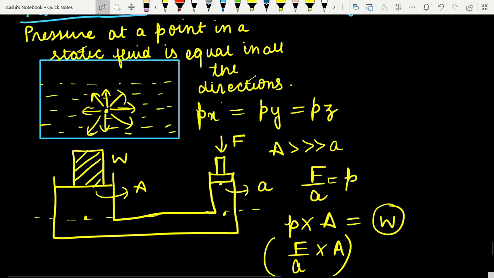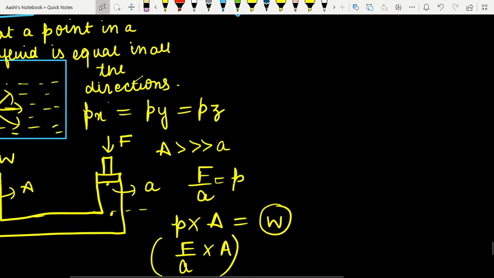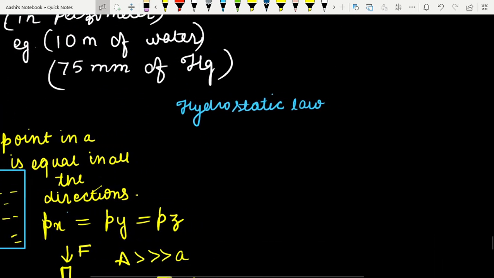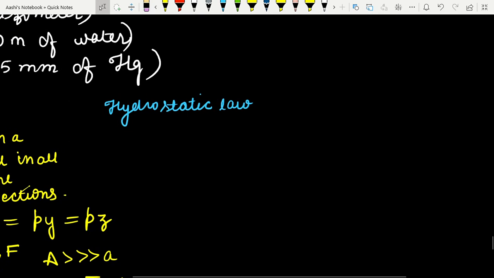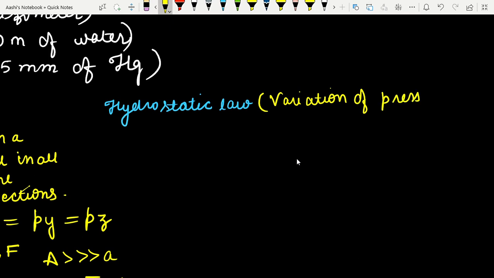Okay, now here is one more law, the hydrostatic law. The hydrostatic law tells you about the variation of pressure with depth. With the help of these two laws, we can cover the whole of pressure problems. So how does it tell us about the variation of pressure with depth?